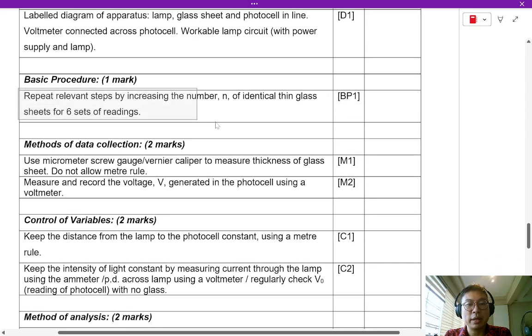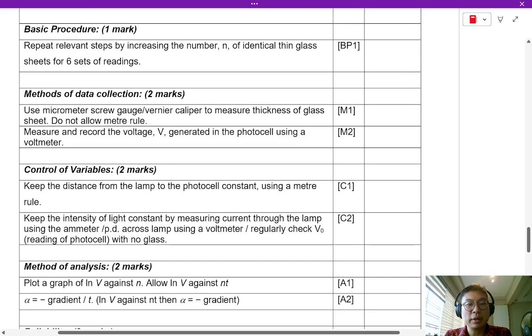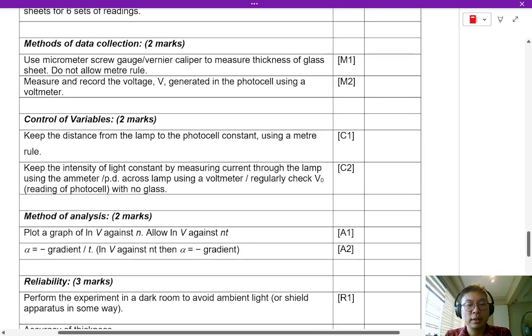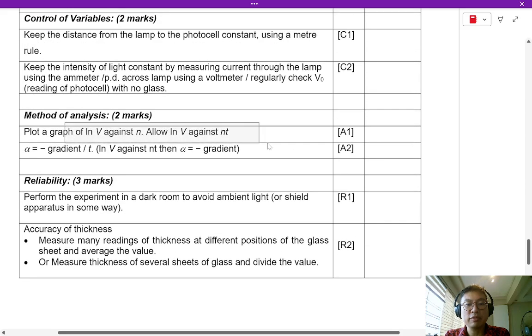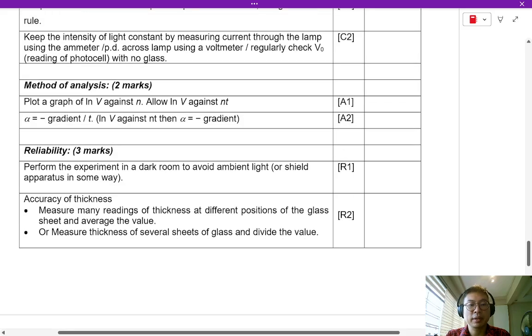For the basic procedure, increasing the number of glass sheets 6 times, you get BP1. Using a micrometer screw gauge or vernier caliper to measure the thickness of glass, you get M1. Measure voltage using a voltmeter, M2. Distance from the lamp to photocell constant using a meter rule, C1. Intensity of light constant by measuring the current using the ammeter, C2. Plotting the graph of ln V against n gets A1, and alpha is the gradient, or gradient divided by T, gets A2. Most of you got these 2 marks correct.